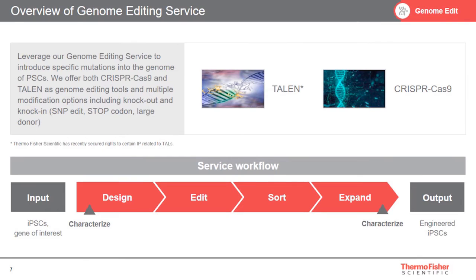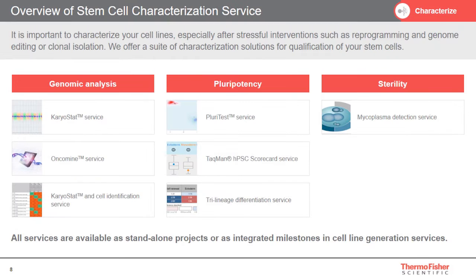And this is important because pluripotent stem cells are sensitive in nature, and so stressful conditions and workflows such as gene editing can perhaps introduce undesired changes in the genome. And at the end, what you'll have is your engineered cell line. And so you've heard me talk a little bit about characterizing cells across several stages, whether it be reprogramming or gene editing workflows. And it's really important to characterize your cell lines, especially after stressful interventions, like I mentioned, such as reprogramming, gene editing, or clonal isolation, for example.